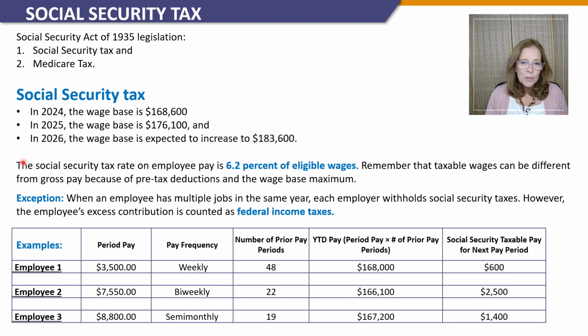Remember that taxable wages can be different from gross pay because of pre-tax deductions and the wage base maximum. There's an exception though. When an employee has multiple jobs in the same year, like for instance, from January to June, you work for company A and earn $90,000 during that time, and then you work for company B from July to December and make $120,000. Both employers would withhold Social Security tax on total earnings. Employer B would not know that some of the earnings are not subject to Social Security. So each employer withholds Social Security taxes.